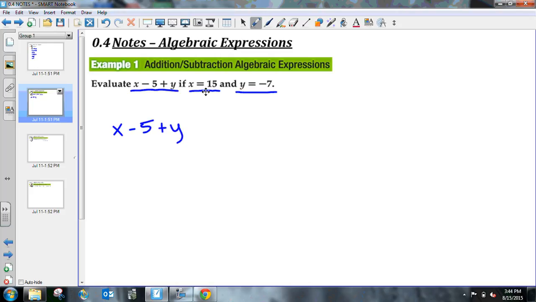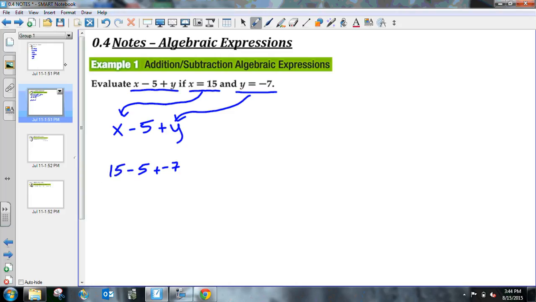Now what I'm going to do is use the substitution property, and I'm going to plug in 15 for X and -7 for Y. When I say substitute, instead of writing X, I'm going to write what X is equal to. So instead of writing X, I'm going to write 15. So I'm going to say 15 minus 5 and then plus Y. Well, what's Y equal to? Y is equal to -7. So I'm going to do plus -7.